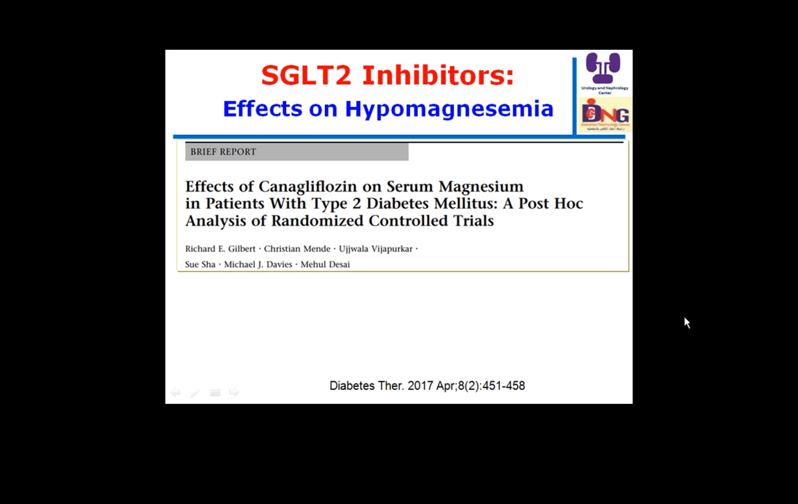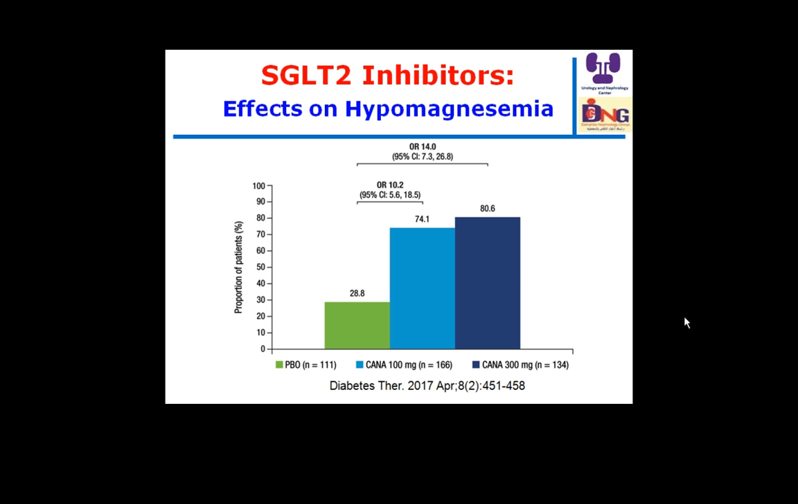What about hypomagnesemia? What's your expectation? Does hypomagnesemia worsen after the use of sodium glucose cotransporter 2 inhibitors? The answer from this study is no. The use of sodium glucose cotransporter 2 inhibitors significantly improves the values of hypomagnesemia. So here the magnesium increases by this percentage in comparison to placebo in the presence of hypomagnesemia.